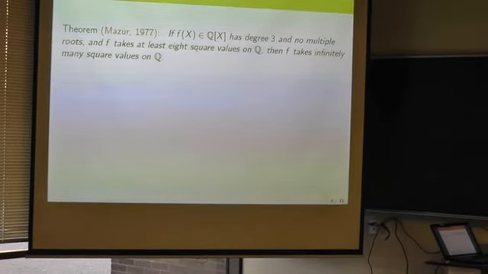If the talk was too technical for this, I guarantee you everyone can understand. I have to admit that I presented this result this way to a group of number theorists, and Andrew Granville actually started laughing. But I don't think he objected. He just found it funny. But anyway, if you have a polynomial of degree 3 with rational coefficients which has no multiple roots, as soon as it takes at least 8 square values, it must take infinitely many square values.